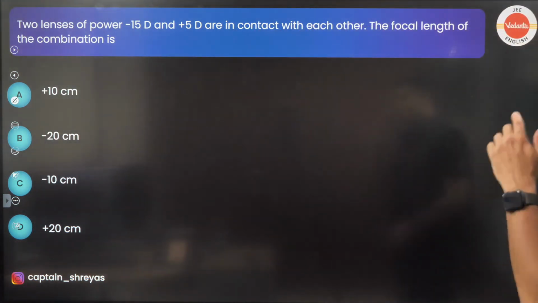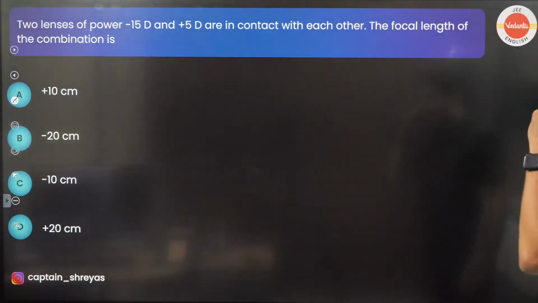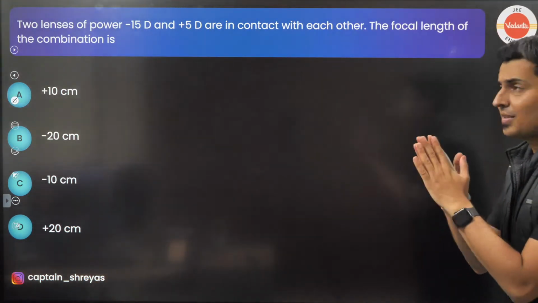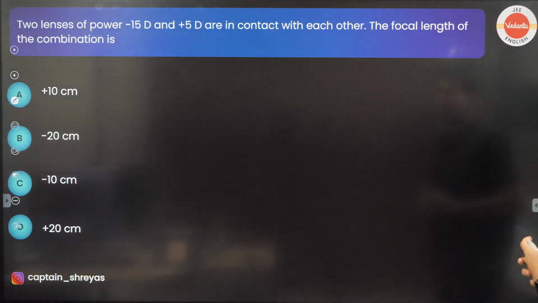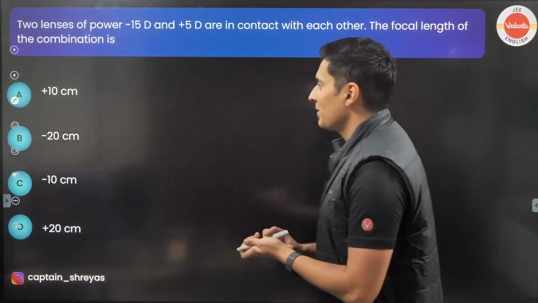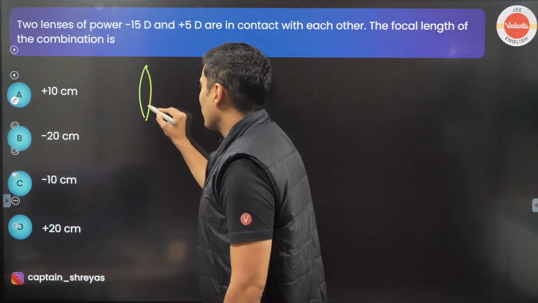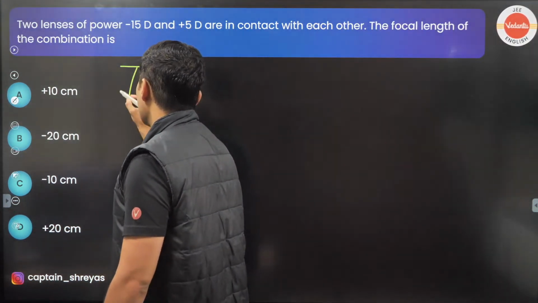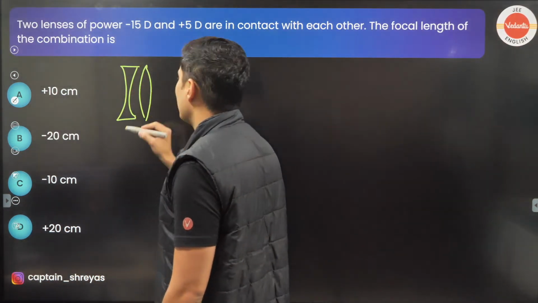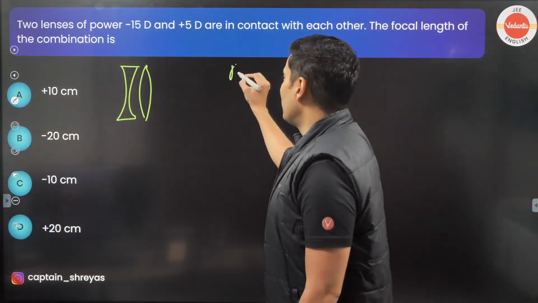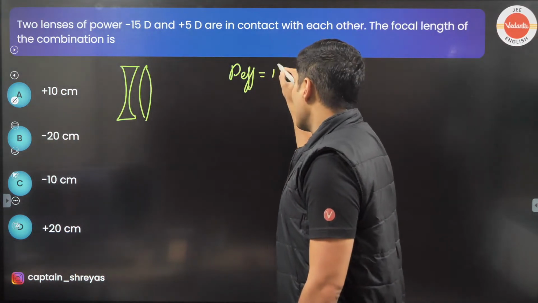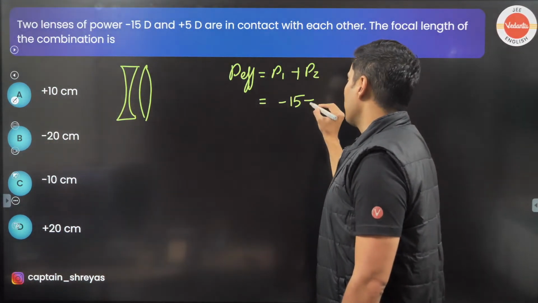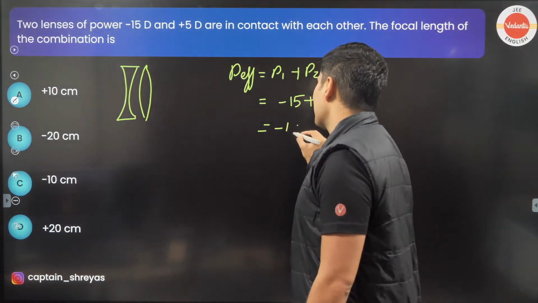Now, two lenses of power negative 15D and plus 5 diopters are in contact with each other. Find the focal length of their combination. So lenses in contact, what happens? Their powers get added. One is negative power, one is positive power. That means you have a concave lens as well as a convex lens. So the effective power will be P1 plus P2. That's the standard formula. So minus 15 plus 5 will give you minus 10.